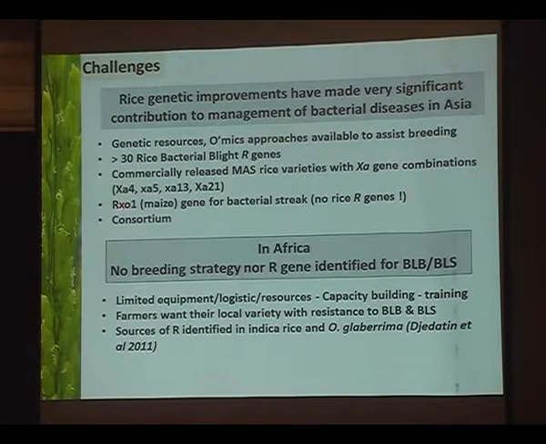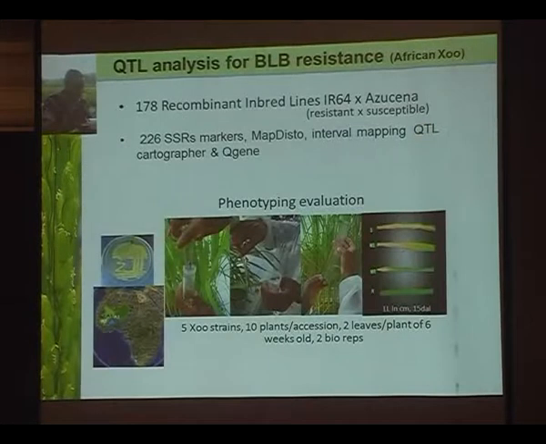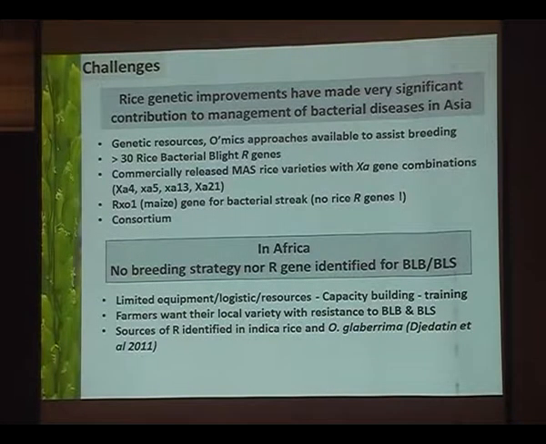For the rice bacterial leaf streak, we have the Rxo1 gene, the maize gene that has been cloned and introduced in rice, but so far we don't have any rice resistance genes for this disease. And all this has been possible through the consortium that has been built by collaborators at IRRI and in Asia. In Africa, the situation is completely different. There is no breeding strategy nor any single resistance gene identified so far for BLB or the BLS disease.